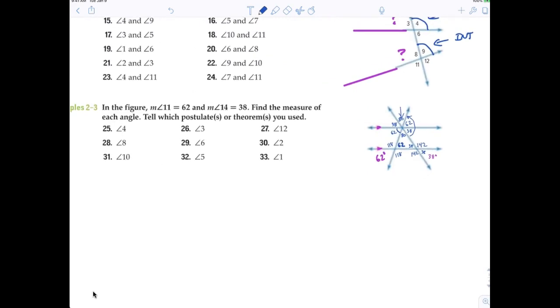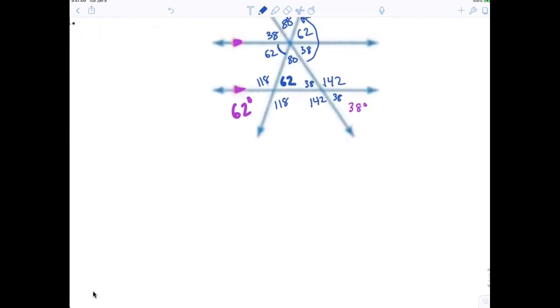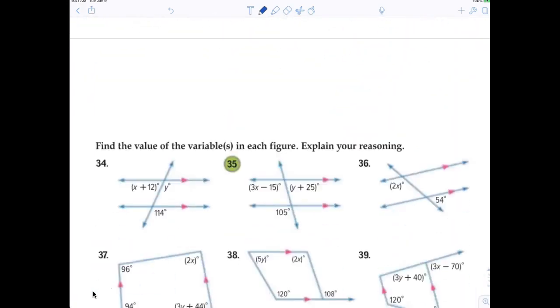You should be able to tell me what the corresponding angle postulate says: if you have two parallel lines cut by a transversal, then the corresponding angles are congruent. You can also say that if two parallel lines are cut by a transversal, the alternate interior angles are congruent. We'll get to the proofs. We just used our knowledge of those, just like we couldn't say 62 was 62 unless we knew that it was corresponding. I'll show you, I promise. We're getting there.